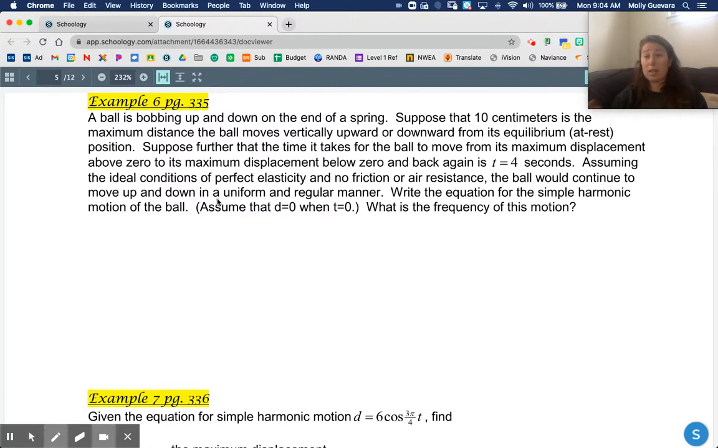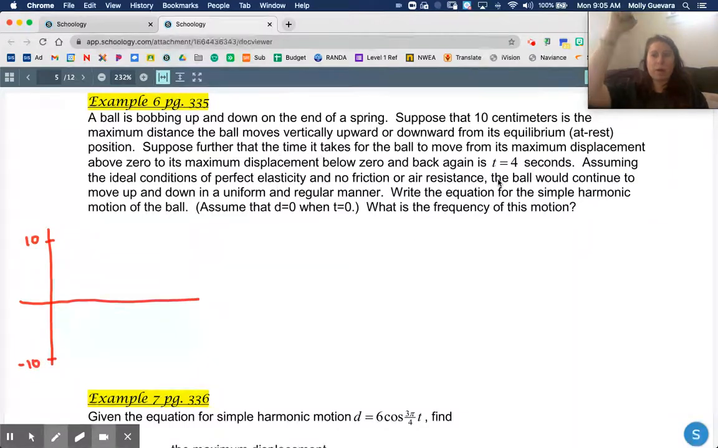Okay, lots of information. So let's go back. I know that 10 centimeters is the maximum and minimum that it goes. So I'm going to draw a diagram here. I know that the highest it goes is 10 and the lowest it goes is negative 10. I know that the time it takes to go from up to down and back again is 4 seconds right here. T is 4 seconds. So that is the period. So I know the period is 4 seconds.